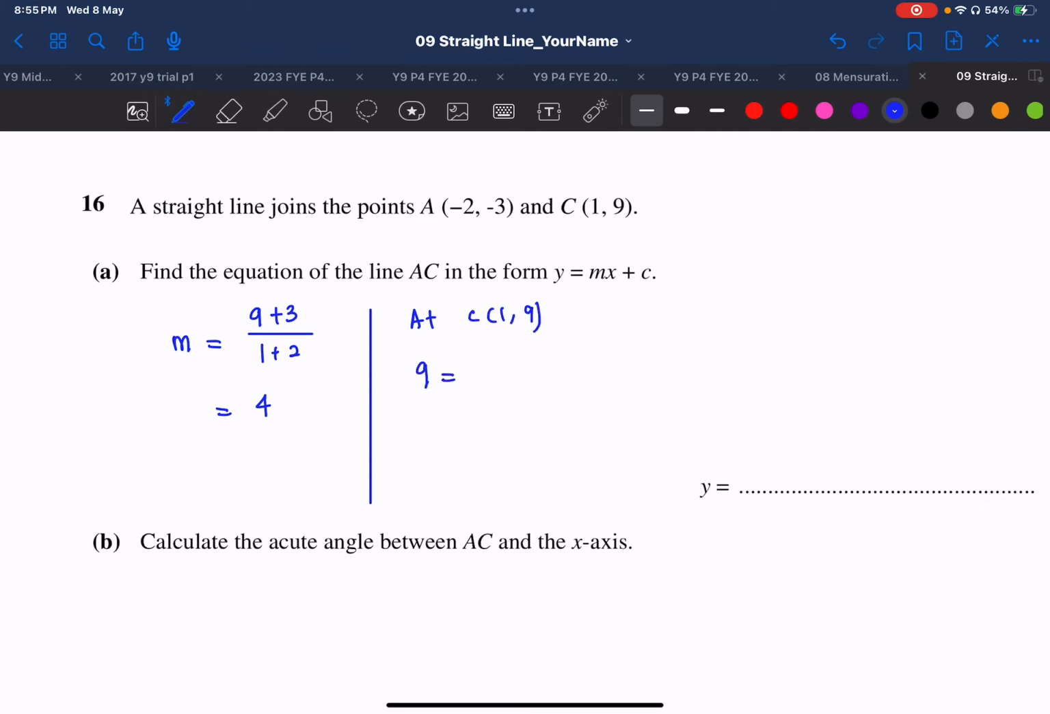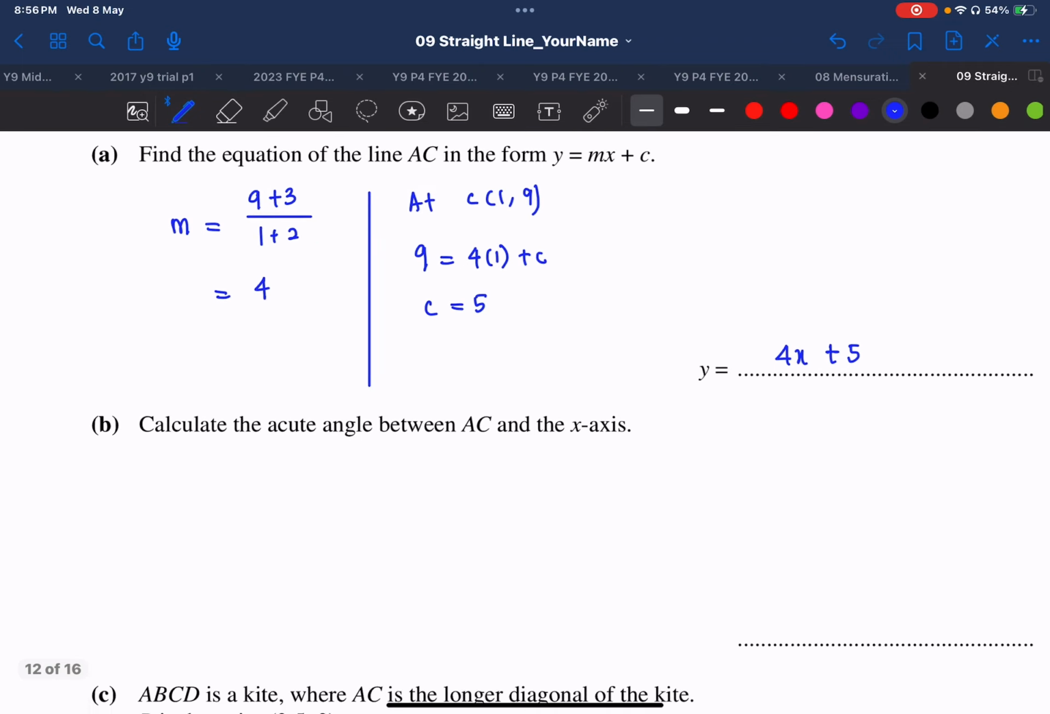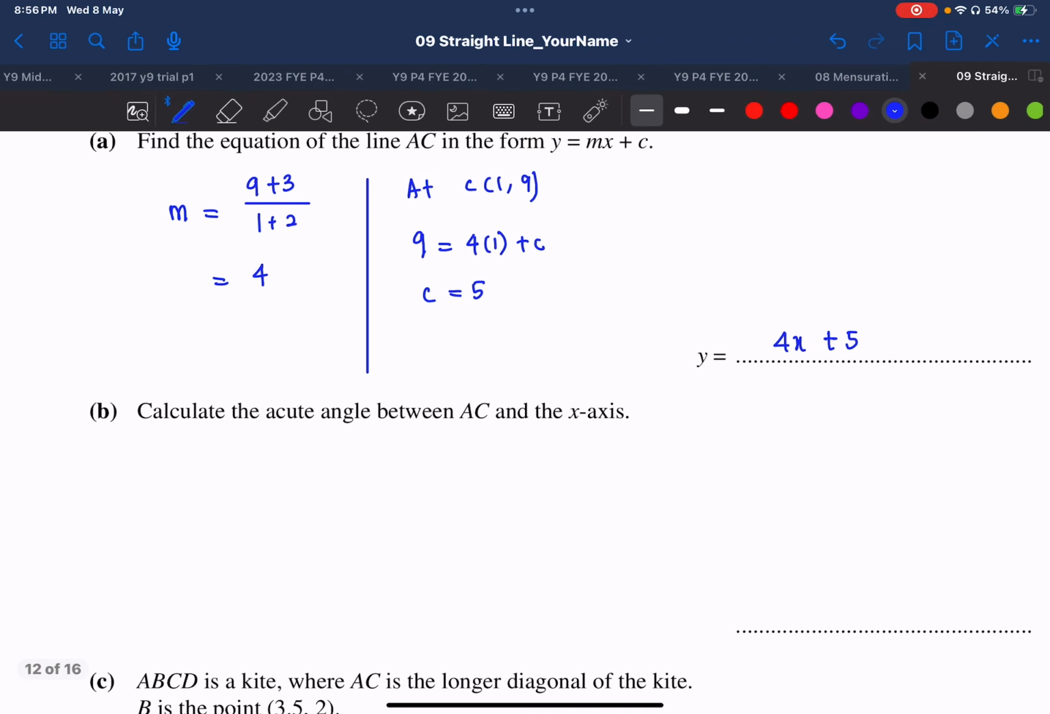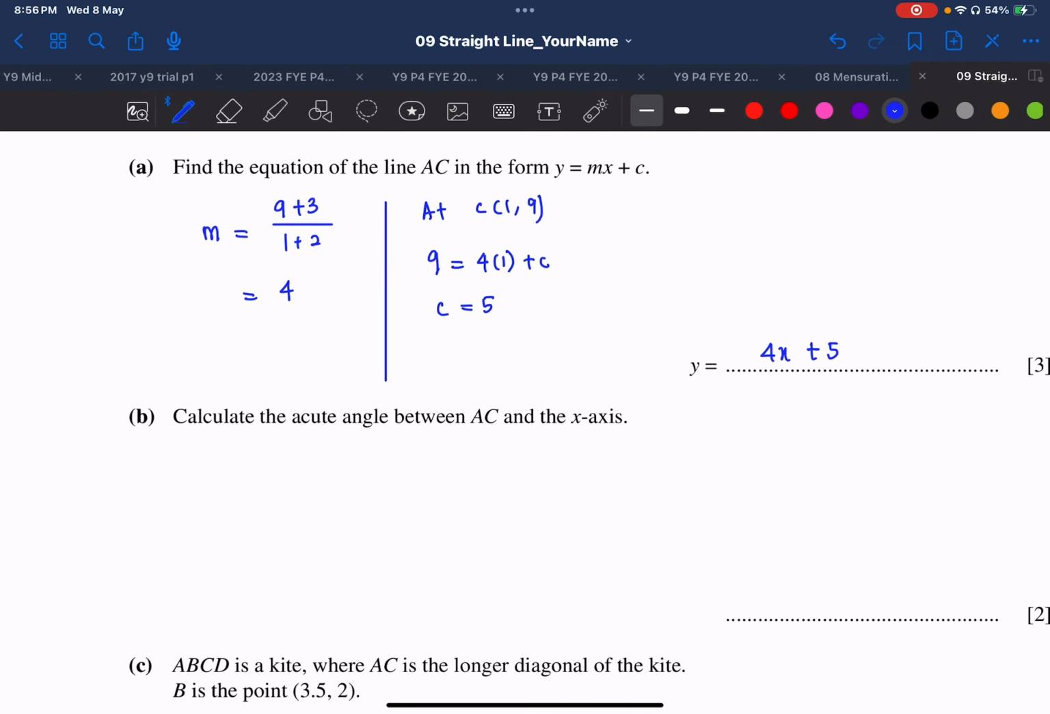So 9 equals mx plus c. So your c is 5. So your gradient is 4 and the equation is 4x plus 5. So this is the answer for question 16. And next question, find the acute angle between the line AC.